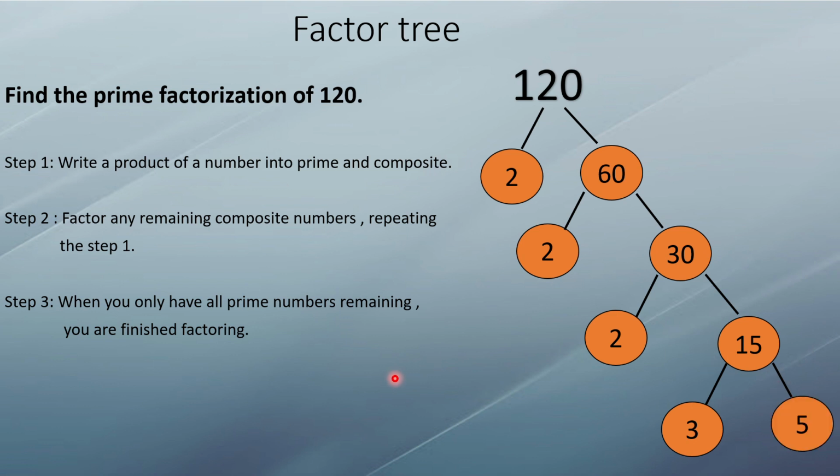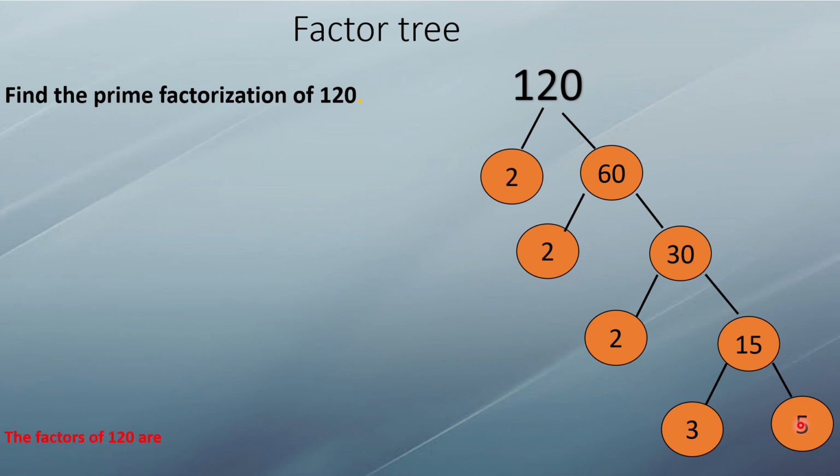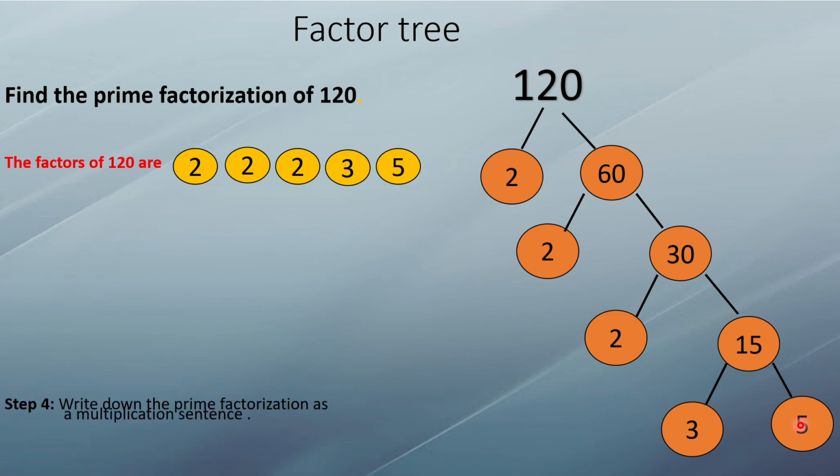So now, step number 3. When you only have prime numbers remaining, you are finished factoring. So the remaining are all prime numbers, so we are going to stop the factoring method, right? And we are finished factoring. So the prime factors of 120 are 2, 2, 2, 3, and 5.